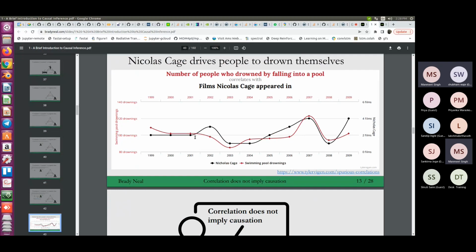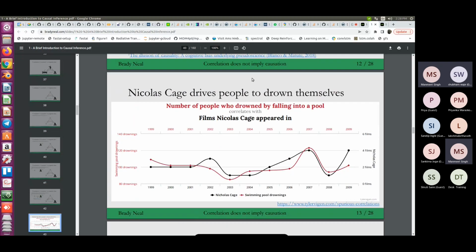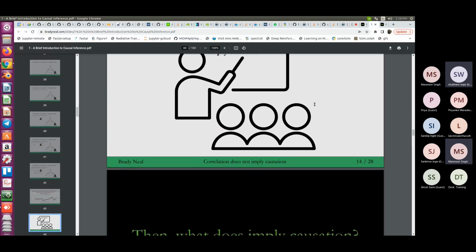Let's just, yeah, we saw this from spurious correlations yesterday. Number of movies that Nicolas Cage appeared in, and number of people who drowned by falling in the pool. It correlates very well. These two variables correlate very well with each other, but it doesn't mean that the number of films that Nicolas Cage would do would depend upon the number of people falling into the pool.